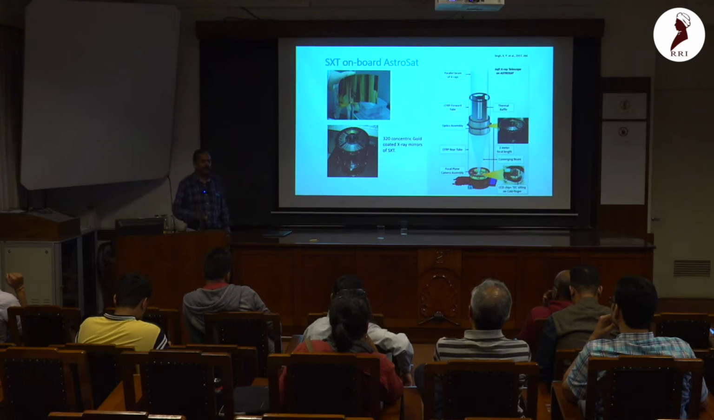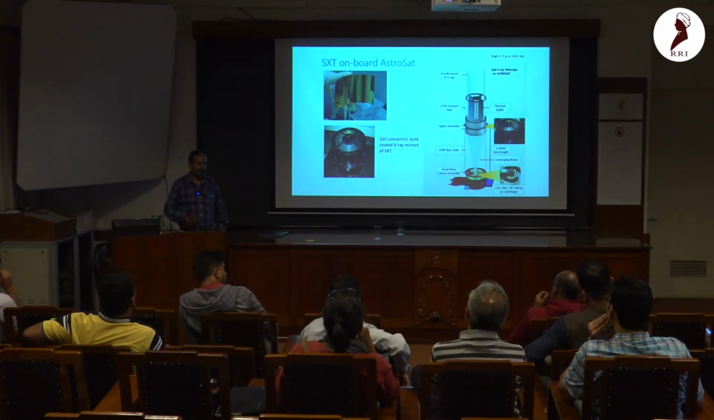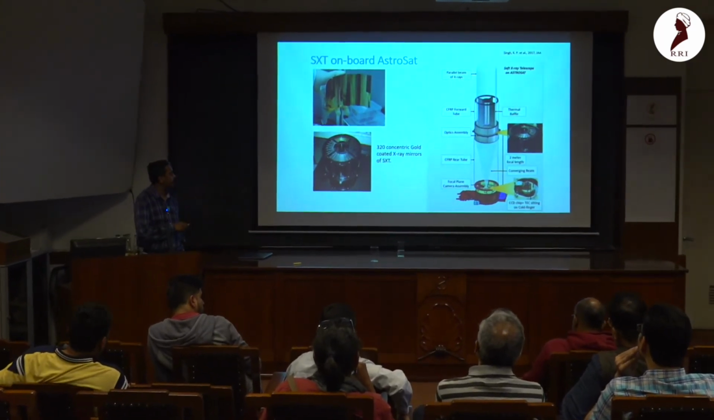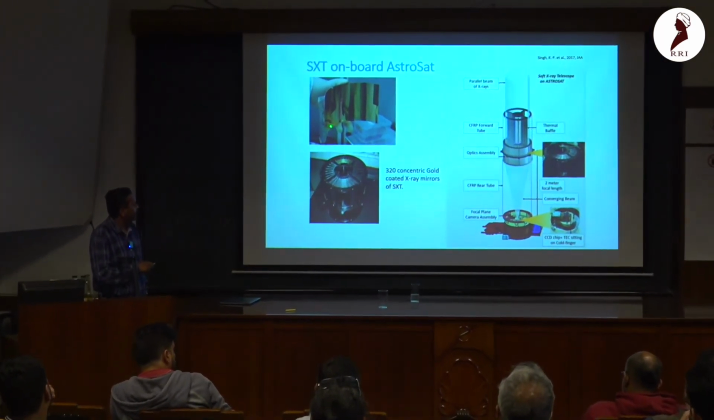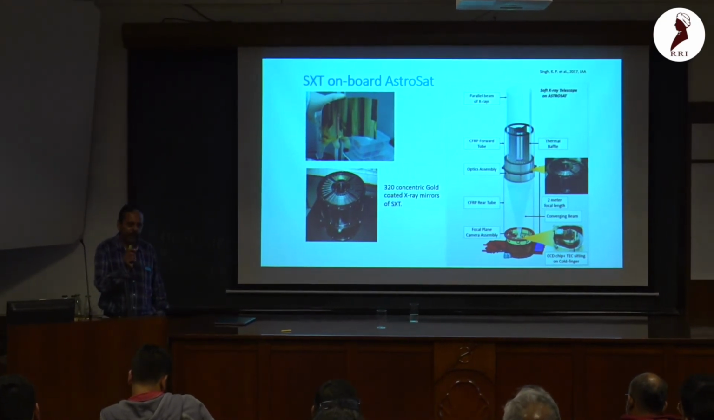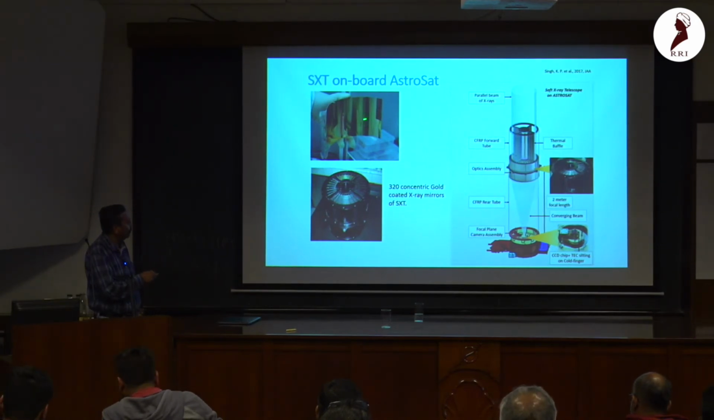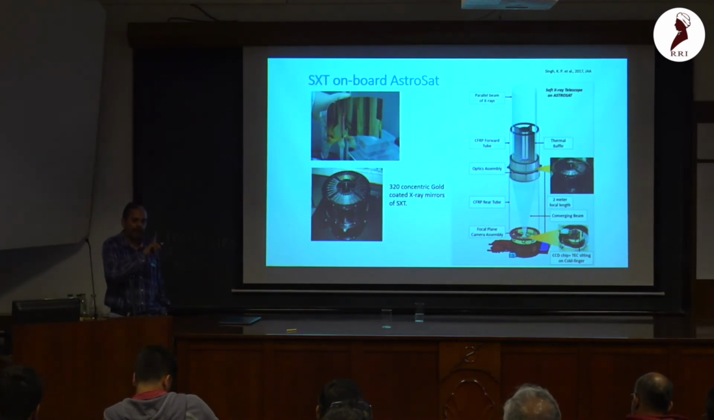In India, Astrosat has already used an X-ray telescope, which works in the soft X-ray part. It's called the soft X-ray telescope. Here, as you can see, Astrosat has used very thin aluminum foils instead of glass, and they coat the aluminum foil with gold. So here there is only a single material, gold. So it can go only up to 8 keV or 10 keV. It cannot go to hard X-rays.